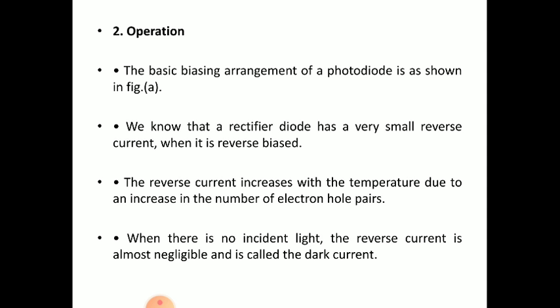Reading the third point, the reverse current increases with temperature due to an increase in the number of electron-hole pairs. Why? Because light is made to be incident on the junction. In the junction we have the depletion layer, that is immovable ions, and the majority carrier charges, holes and electrons. When heat, that is the light, is made to concentrate on the thin junction, heat is produced. Because of light, heat is produced.